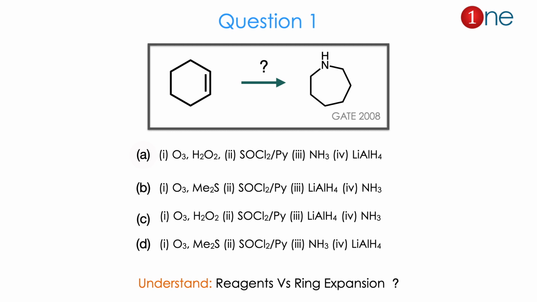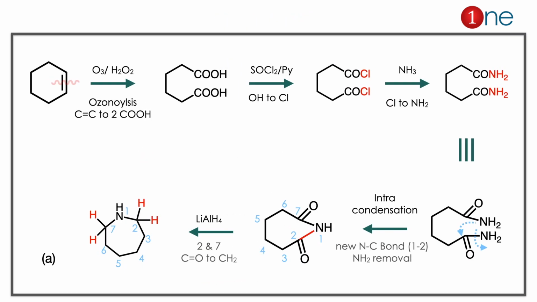Then you are using ammonia or the reducing agent lithium aluminum hydride. So basically you are playing between 4 different reagents: ozone, SOCl2, amine and lithium aluminum hydride. So from the reactant to the product with reagents, you might guess the question is really about reagents versus ring expansion. The answer is A. Let us see how.